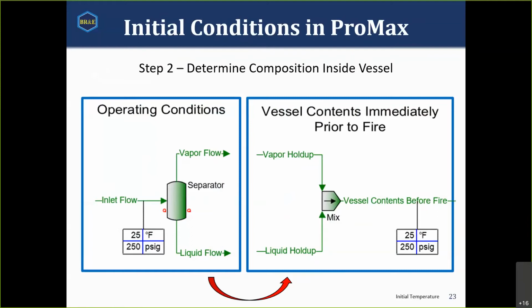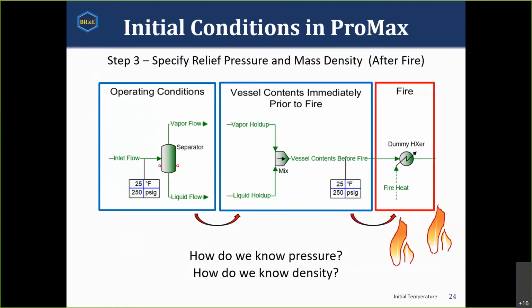Once I've done that, I can now simulate a fictitious fire. I can say, let's bring it to relief conditions, or right before relief conditions. To do that, I'm going to create a dummy heat exchanger. Unlike my previous dummy heat exchanger, this one serves a purpose. This one will be feeding energy into it. It will be feeding the fire into it. Because I know my maximum allowable working pressure and my maximum allowable overpressure, I know what my outlet pressure is. That will be the pressure right before my relief valve opens.